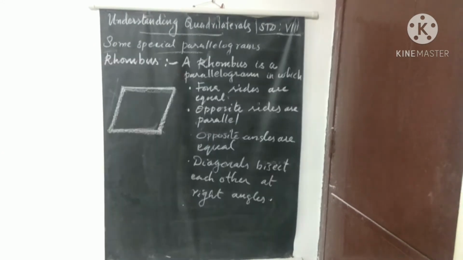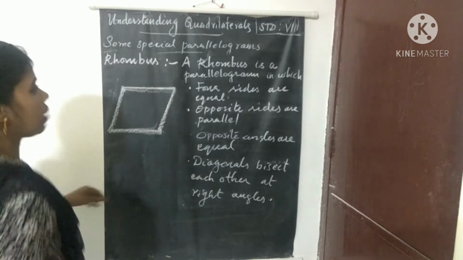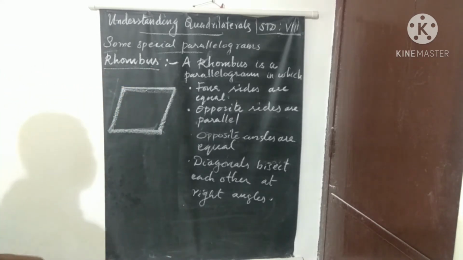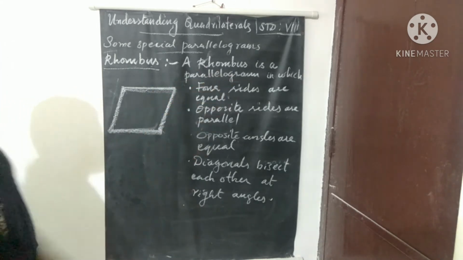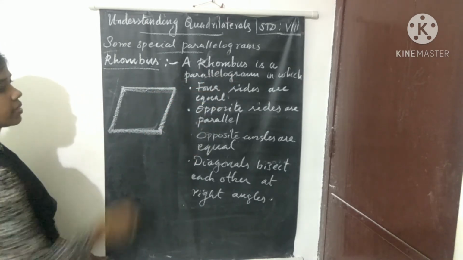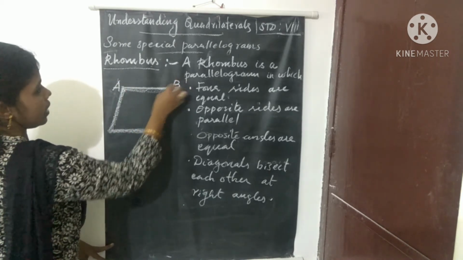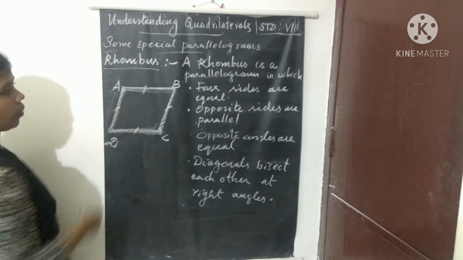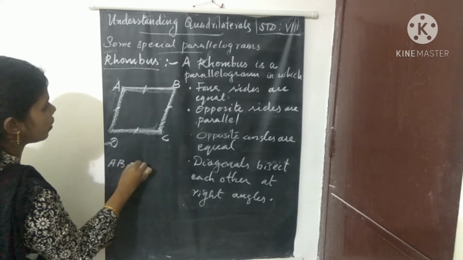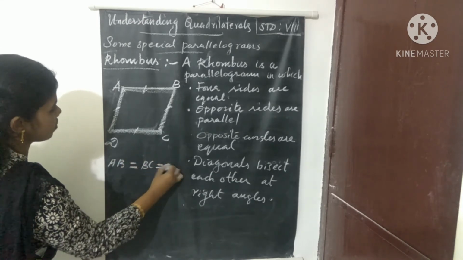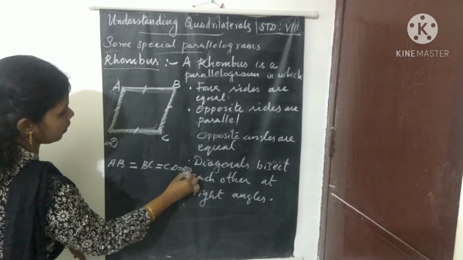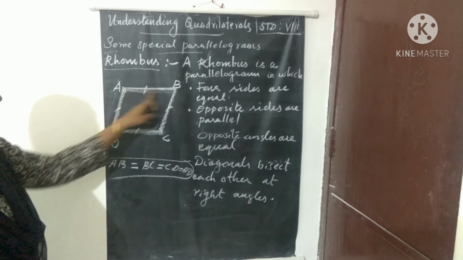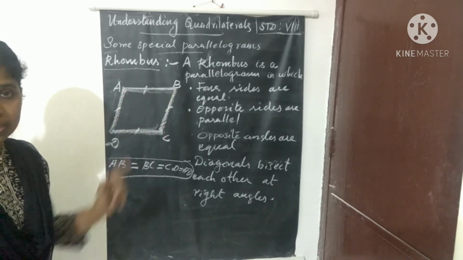Next special type of parallelogram, rhombus. R-H-O-M-B-U-S, rhombus. A rhombus is a parallelogram in which four sides are equal. Rhombus ABCD. Here, four sides are equal. That means AB equals BC equals CD equals AD. So all these sides are equal in length in a rhombus.